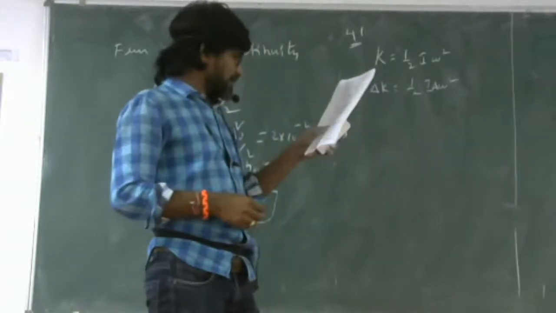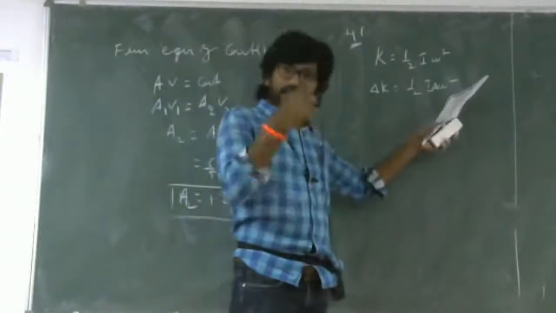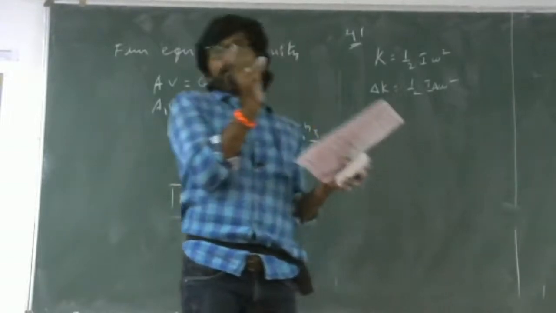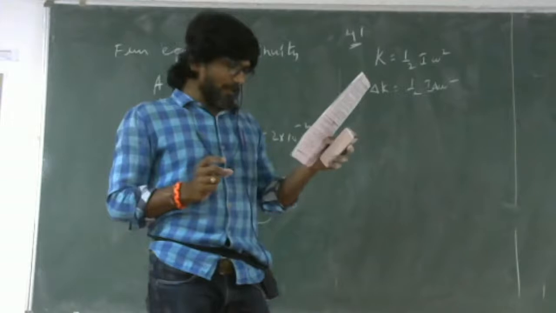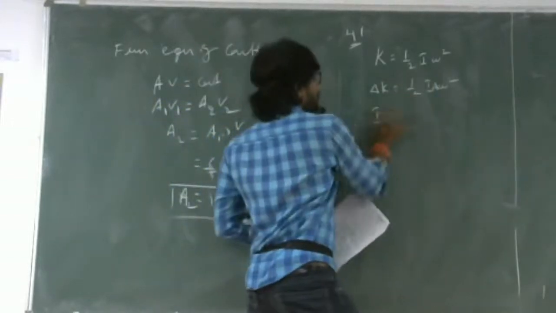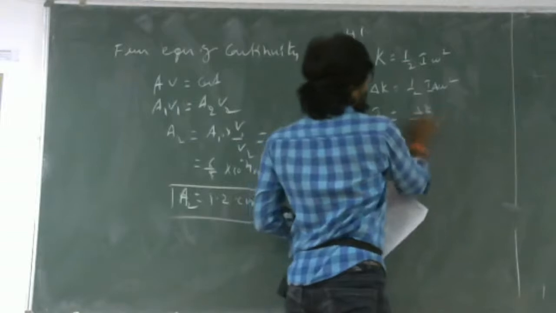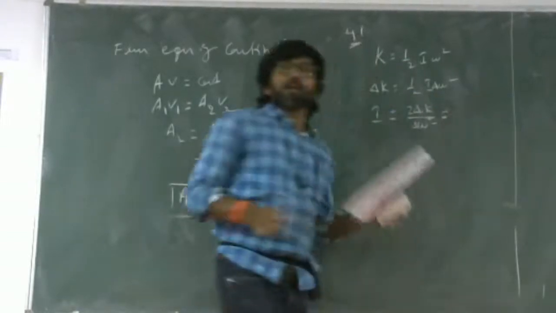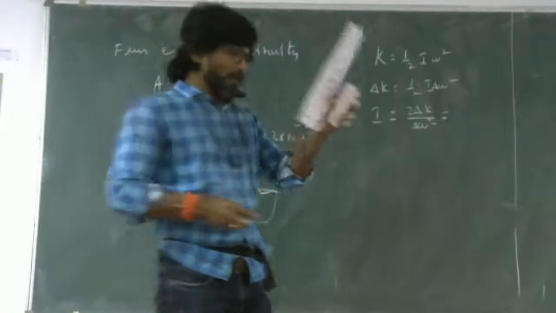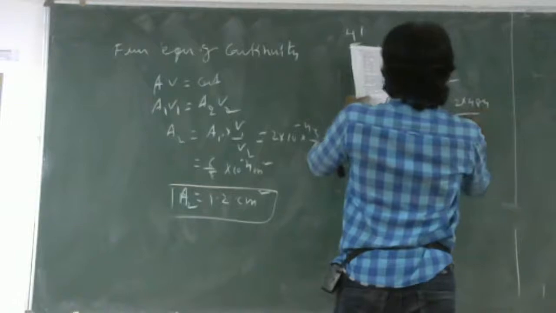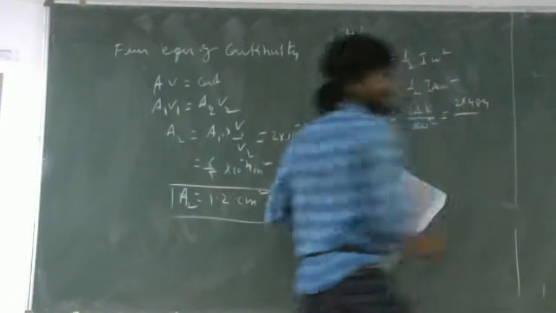The energy is given. Omega is given. Delta omega whole square means omega 2 minus omega 1 whole square. This is given, and we are asked to find I, moment of inertia. So I is equal to 2 delta K by delta omega square. Substituting these values: 2 into 484 by delta omega, which is omega 2 minus omega 1 whole square.